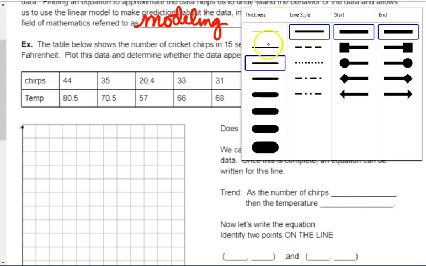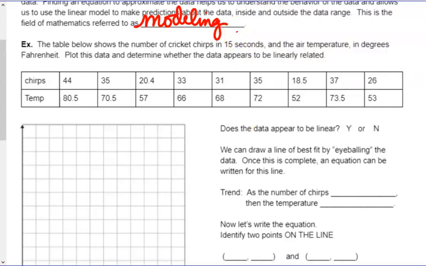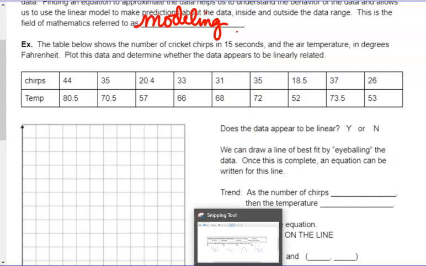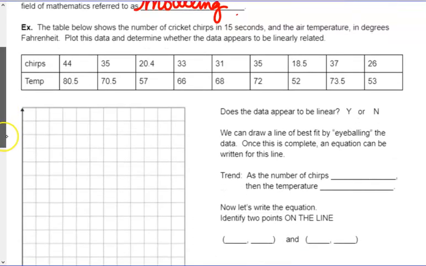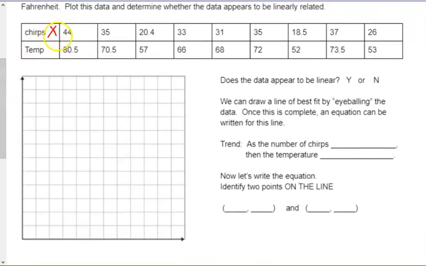So, the table below here has some values, okay? And this is the number of cricket chirps in 15 seconds, and the air temperature that goes along with that. Okay, we're going to plot this data and determine whether the data appears to be linearly related. So, we're going to let this be our x-axis and let this be our y-axis.